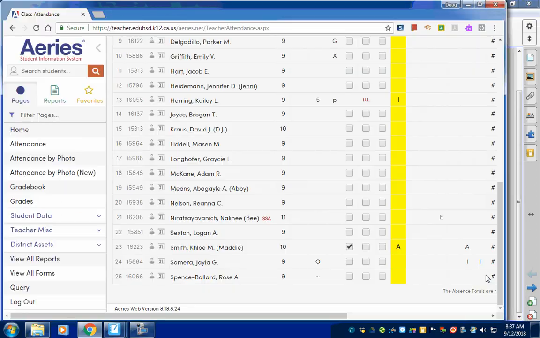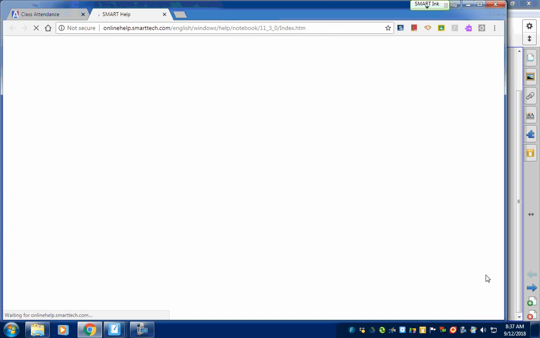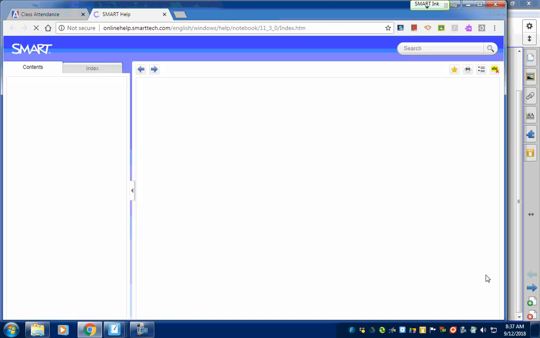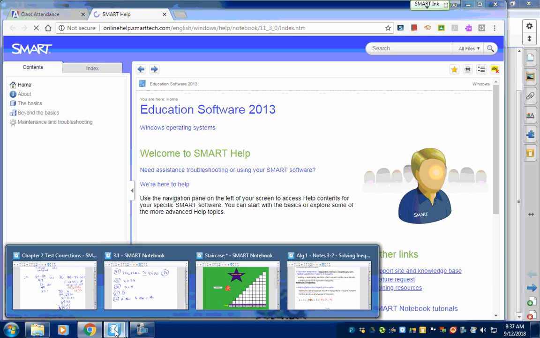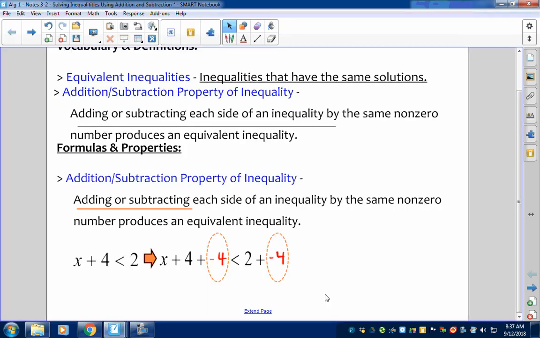All right, so let's do some examples of just one-steppers here. This thing will cooperate. All right.